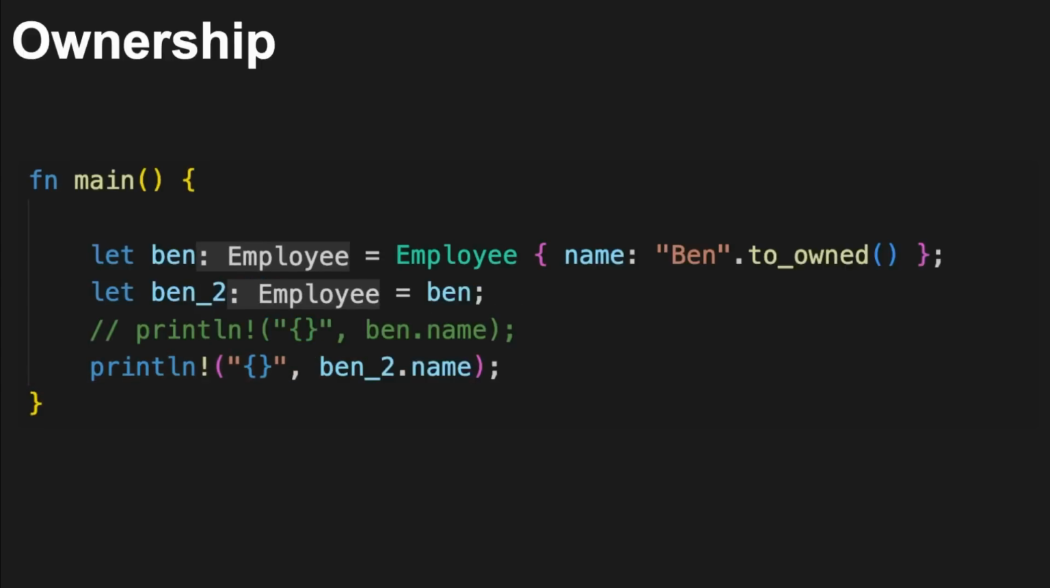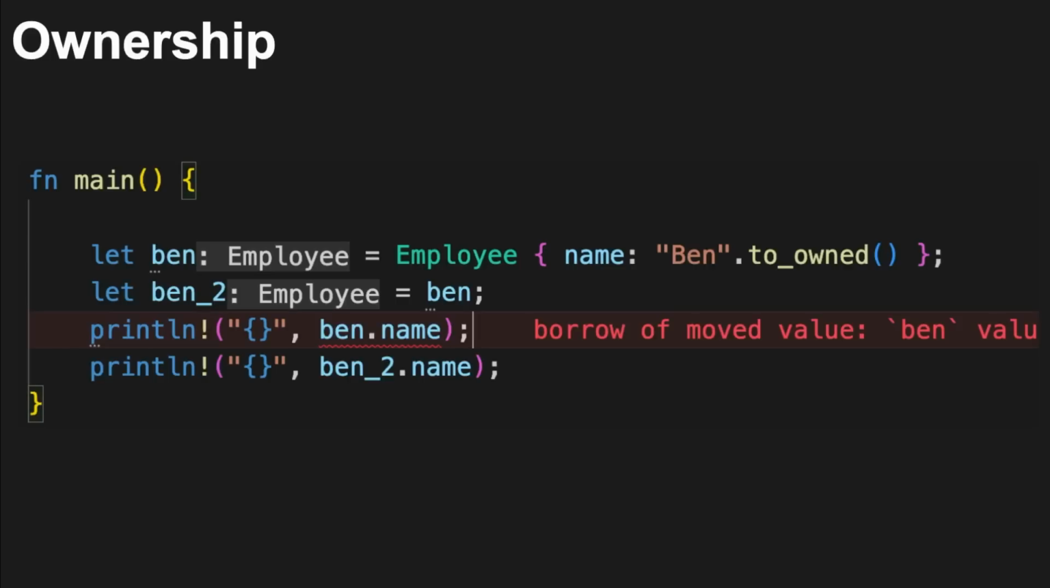Here's another example. This time we have an additional variable named ben2, which is set equal to Ben. We then print out ben2.name. Let's see what happens if we uncomment the other println statement. We get a compile time error stating that we are trying to use a moved value. Remember, ownership rule 2 states that there can only be one owner at a given time. When we set ben2 equal to Ben, ownership of the employee instance was moved from Ben to ben2 and Ben was invalidated. In other words, Rust has move semantics by default.